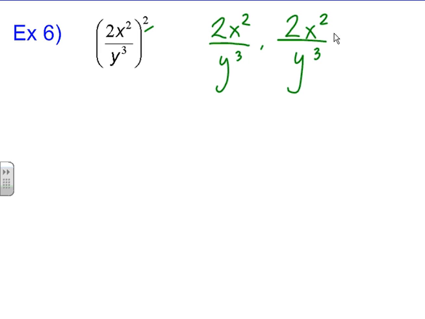And then we're just going to follow our rules of combination. In the numerator, we have 2 times 2, which is 4. And we have x squared times x squared, which is x to the 4th. In the denominator, we have y to the 3rd times y to the 3rd, which would give us y to the 6th.